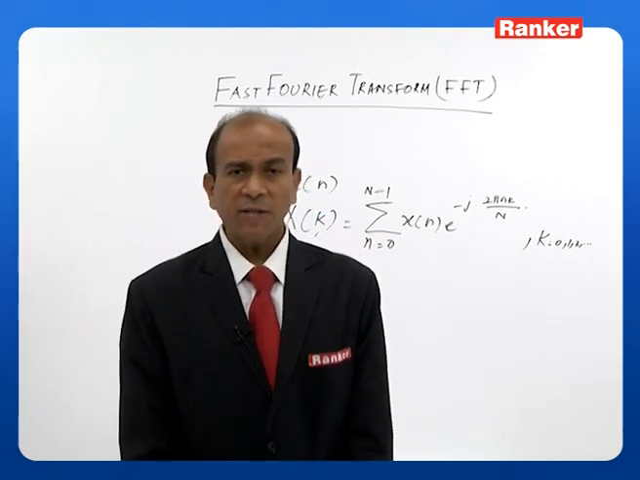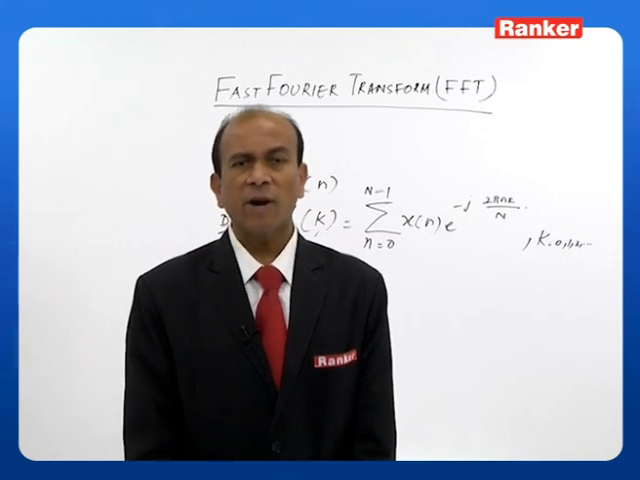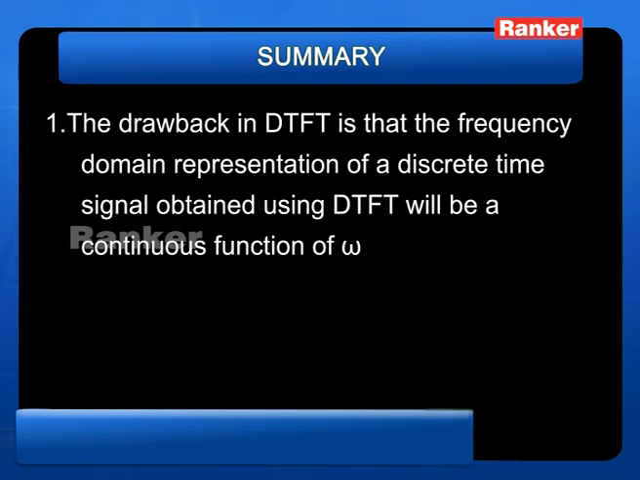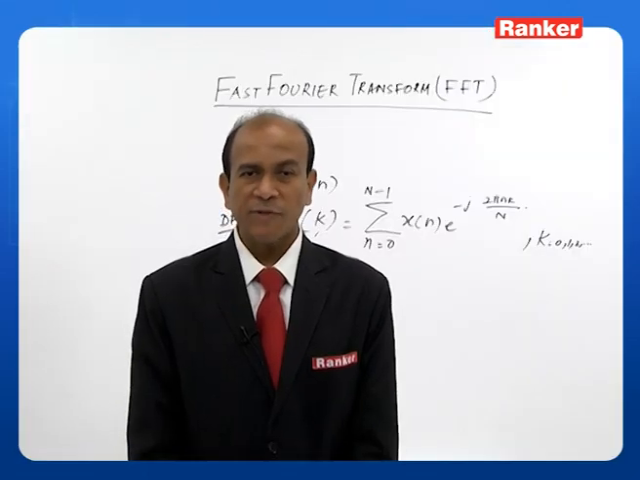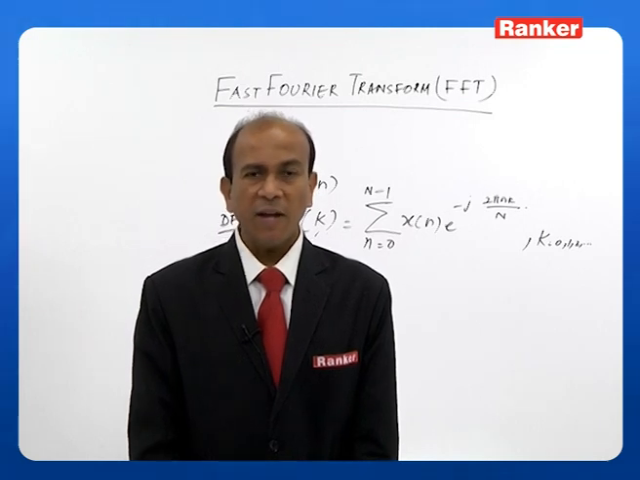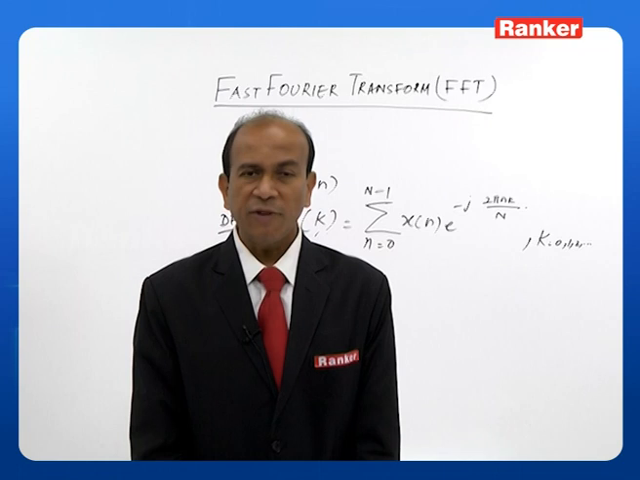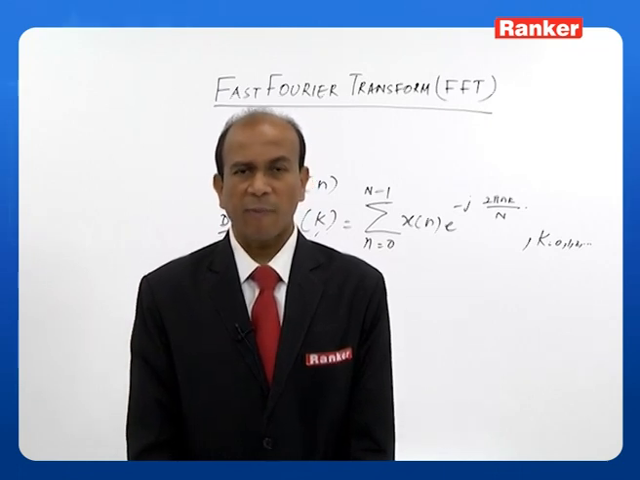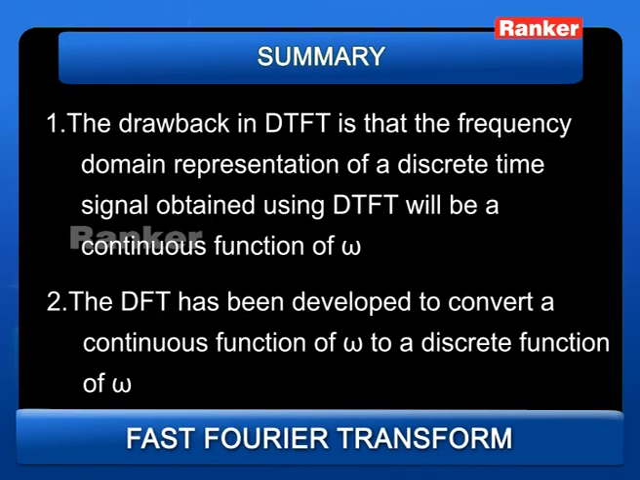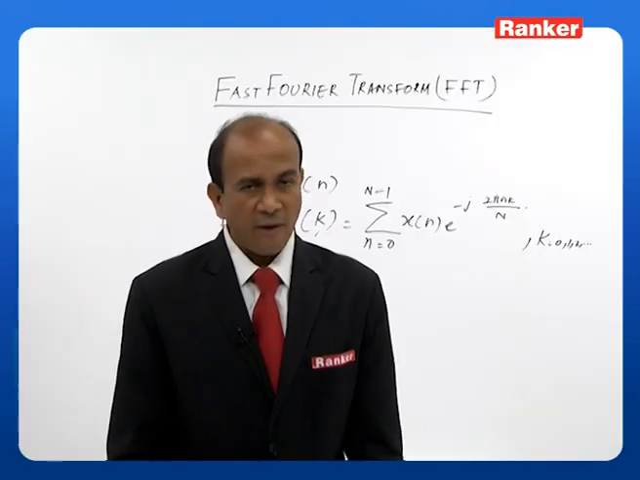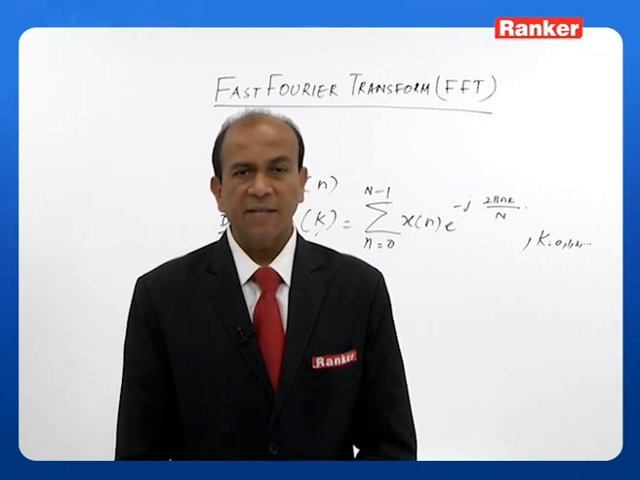Now, because of this drawback, what have we looked at next? We have looked at what is called the discrete Fourier transform, that is DFT. So what is a DFT? DFT has basically been developed to convert a continuous function of omega to a discrete function of omega. First you take discrete time, then I apply DTFT and get a continuous omega, and when I apply a DFT to the continuous omega spectrum, I get a discrete spectrum of omega, that is, a discrete Fourier transform. So let me read this again for all of you: the DFT has been developed to convert a continuous function of omega to a discrete function of omega. This is the advantage, or what I call the property, of a discrete Fourier transform.